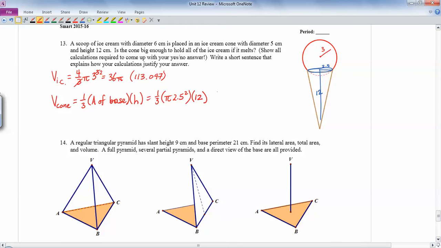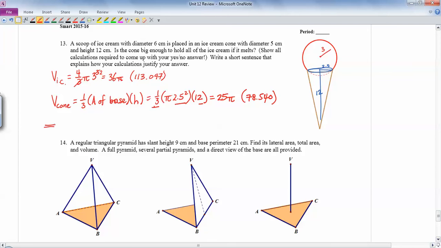It actually turns out this isn't too bad to do an exact form either. If you multiply out the third, the 2.5 squared, and the 12, you end up with 25 even. And then there's the pi. So 25 pi. And if you use decimal form, this would be about 78.540.